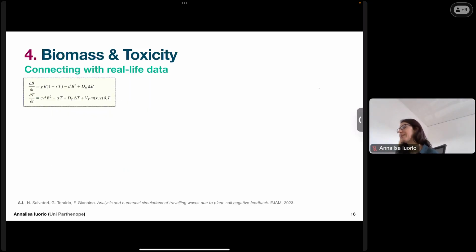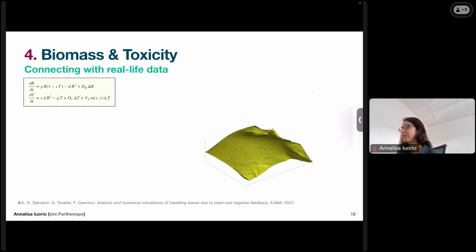So in this case, we constructed a fairly simple biomass toxicity model, where for the toxicity we also included an advection term where the slope parameter is space dependent. And the idea... And again, I'm going to try to show you a video. I don't know how successful that will be.